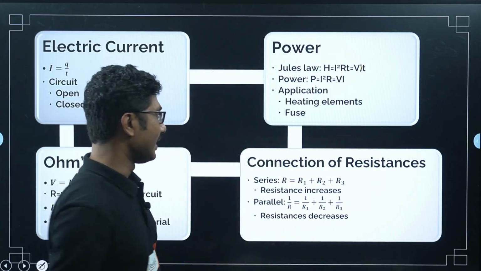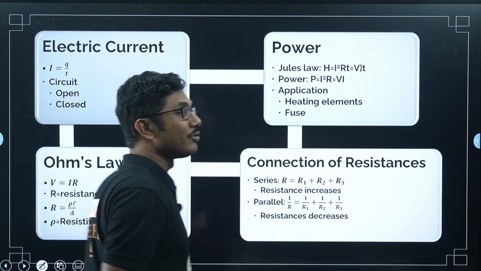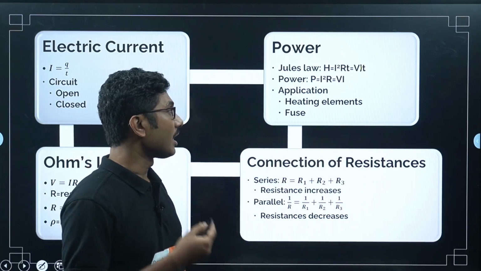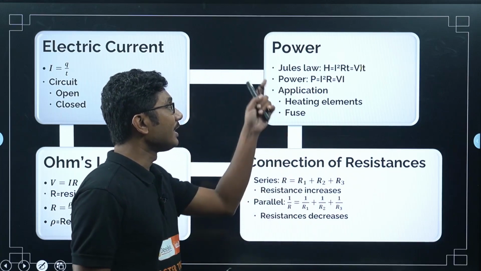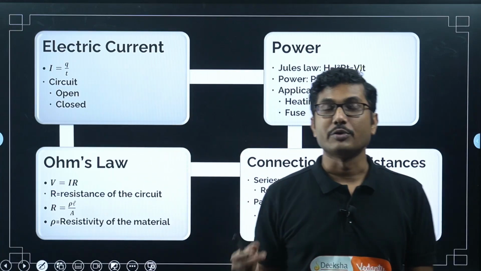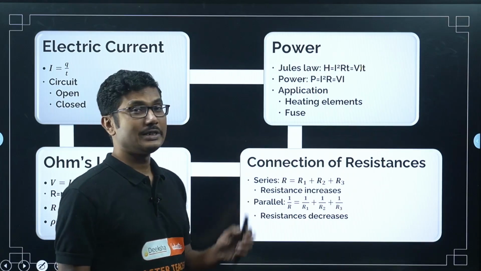Now, applications of this: there are multiple applications, I have only noted two. One is heating elements. If you are using an immersion heater or any room heater in your home, they are possibly using Joule's law. Also the fuse that is used in our households to protect expensive devices is based on Joule's law.